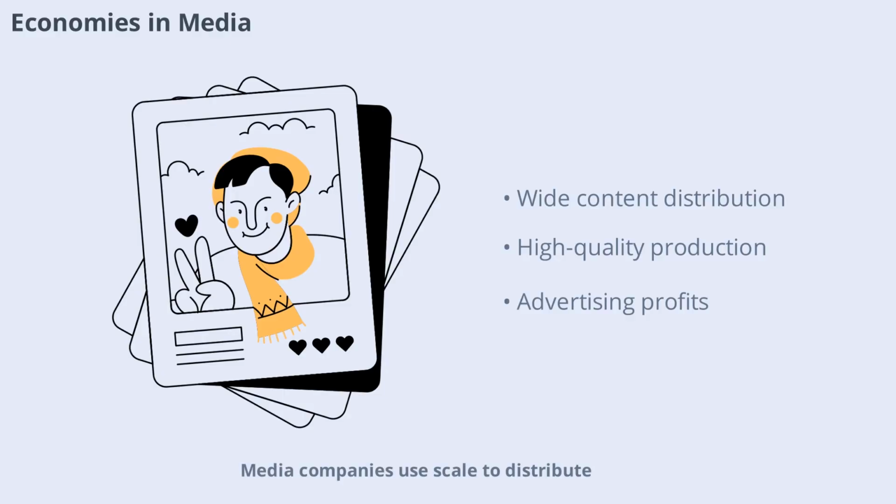Media companies use scale to distribute content widely and invest in high-quality production. Large audiences make advertising more profitable, but competition for attention is fierce, and diseconomies can arise from overexpansion.